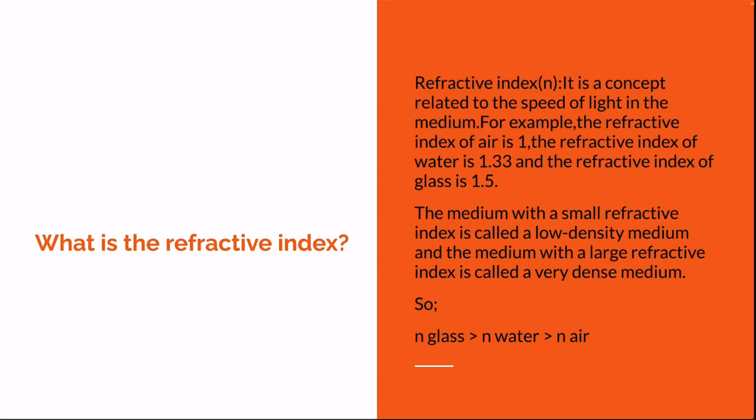What is the refractive index? Refractive index is a concept related to the speed of light in the medium. For example, the refractive index of air is 1 and the refractive index of water is 1.33 and the refractive index of glass is 1.5. So the medium with a small refractive index is called a low density medium, and the medium with a large refractive index is called a very dense medium.